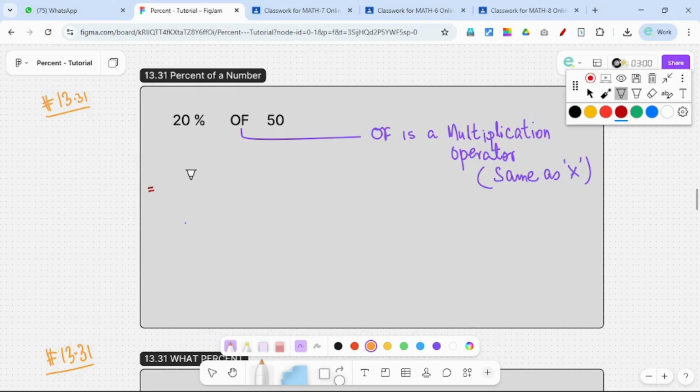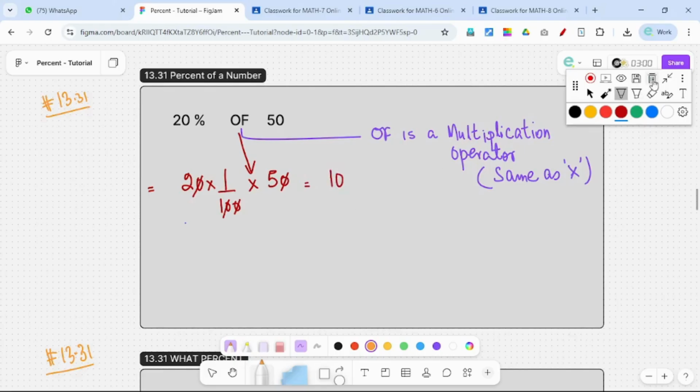This will be equal to 20%. Percent we have seen means 1 upon 100. And this of I can replace by the multiplication operation and then 50. So now I can solve this multiplication. So 0 and 0 in the numerator and 0 and 0 in the denominator, they get cancelled out, and my result is 2 5s are 10.